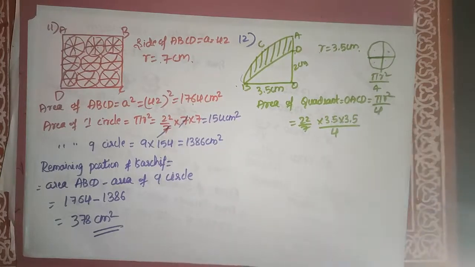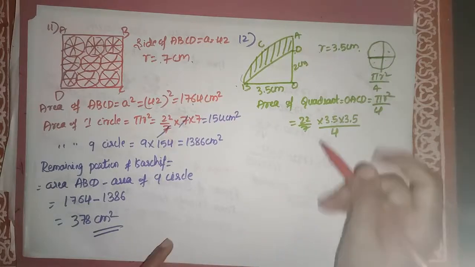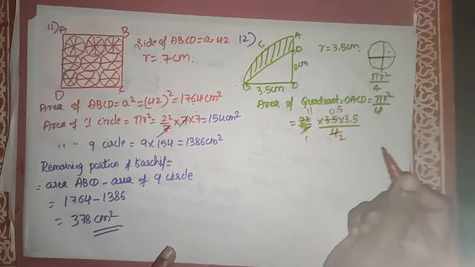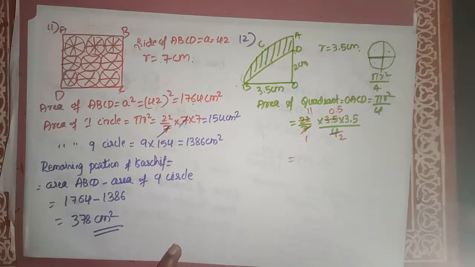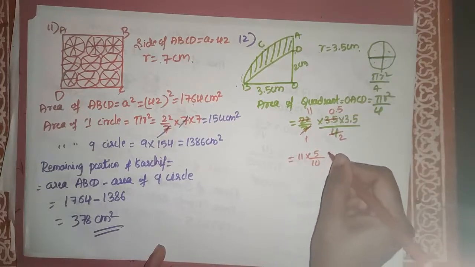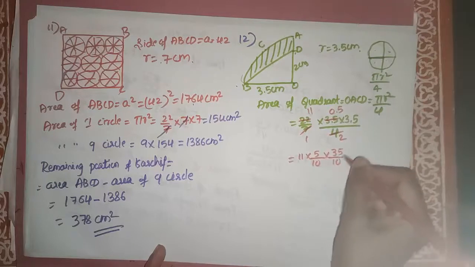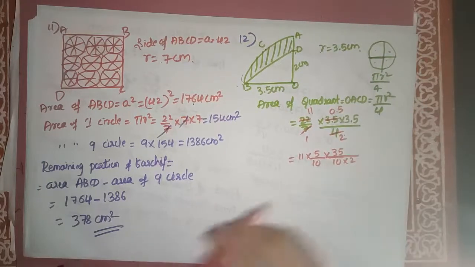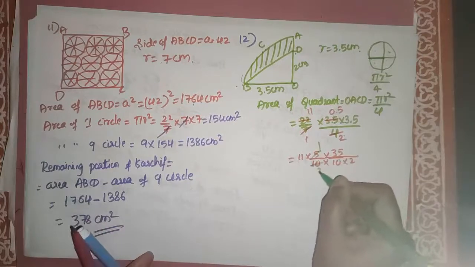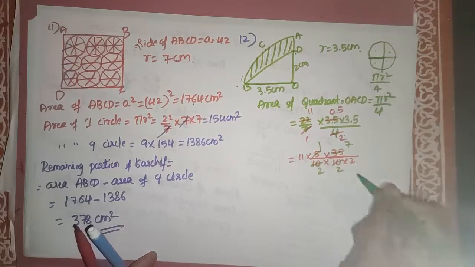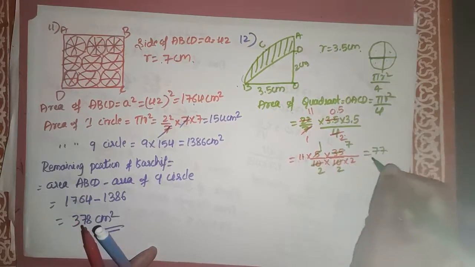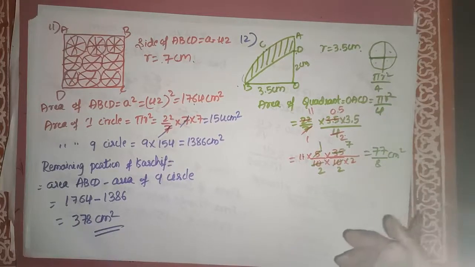So it is equal to 11 into 0.5 into 7 into 7... 11 into 0.5 can be written as 5 by 10, and 3.5 can be 35 by 10, divided by 2. Simplifying, we have 77 divided by 2 into 4, which is 77 by 8 centimeter square. This is the area of the quadrant.